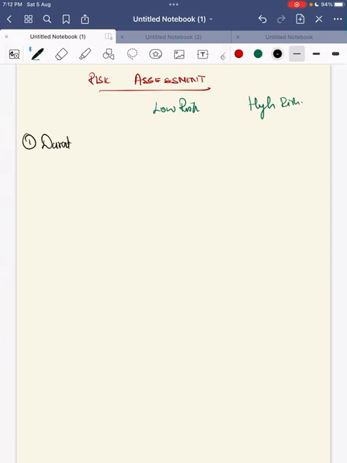We are going to categorize the child with febrile neutropenia as low risk and high risk. First, duration of neutropenia. How many days is the child neutropenic? A low risk child has neutropenia for less than 10 days. When neutropenia is present for more than 10 days, you categorize it as high risk.